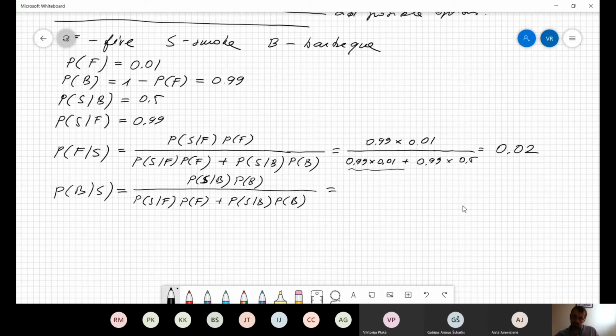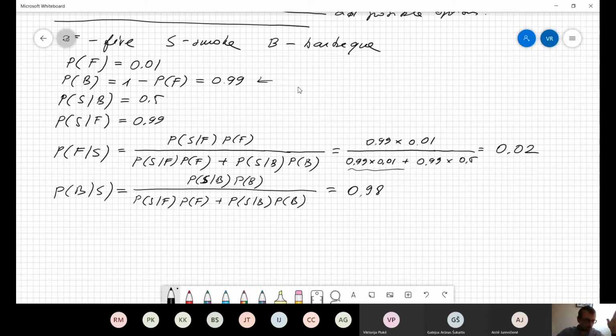Okay. Yeah, so basically this is a sum, so it doesn't matter which part is coming from where. Since we don't have any other reasons for observing smoke, there are only two reasons here. We have a complete system. So the probability of being a barbecue when we see smoke is actually 98%, right? So 1 minus the previously defined value.